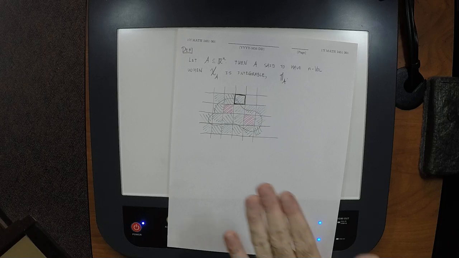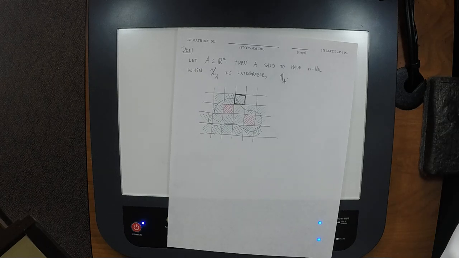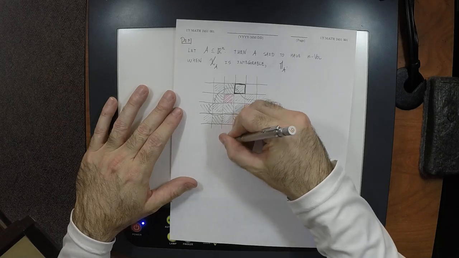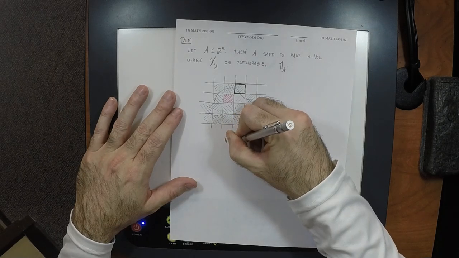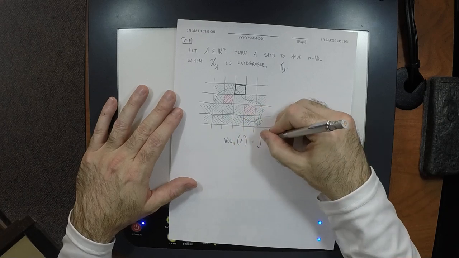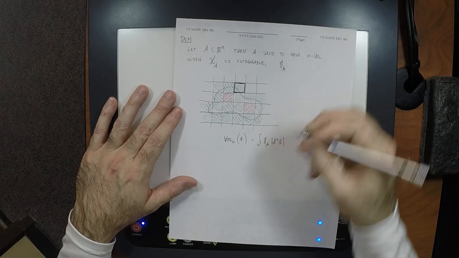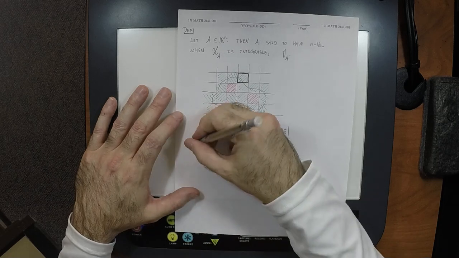So in such a case, what is the volume? How are we going to define the volume of set A? The integral of what? Very good. So then the n-volume of set A is the integral of the characteristic function of A, d^n x.